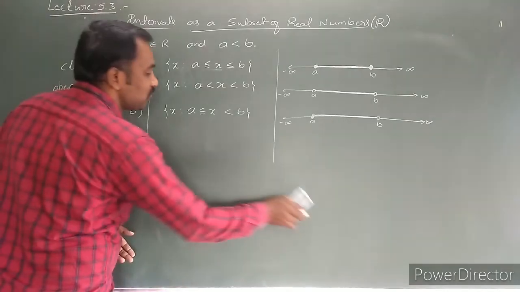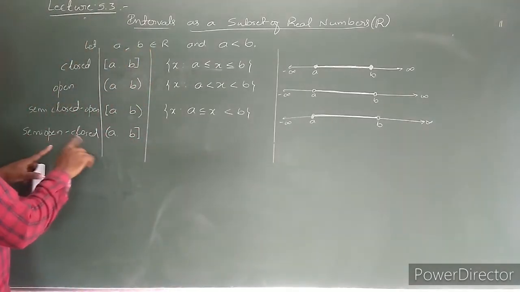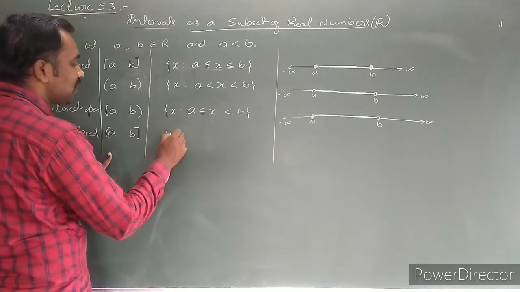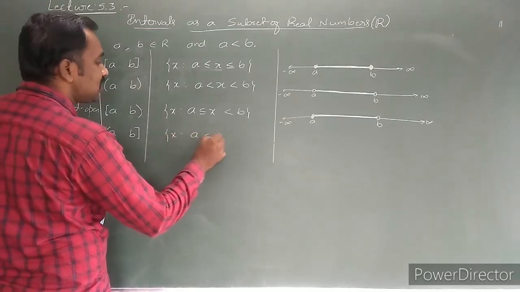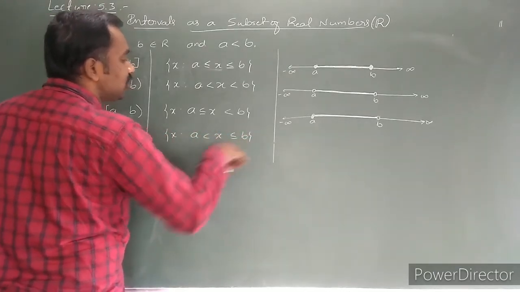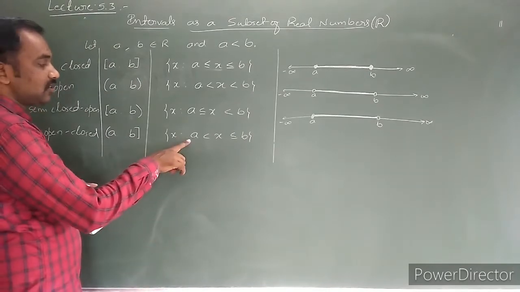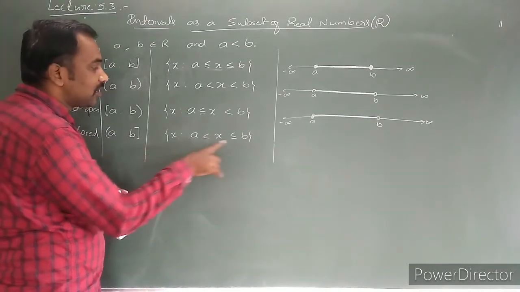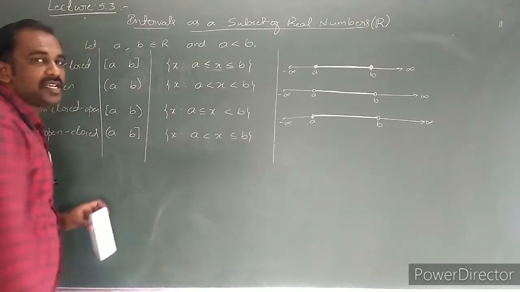Similarly, the semi-open closed interval. That means x such that A is less than x is less than or equal to B. In this case, is A included? No, A is not included. Is B included? Yes, B is included.